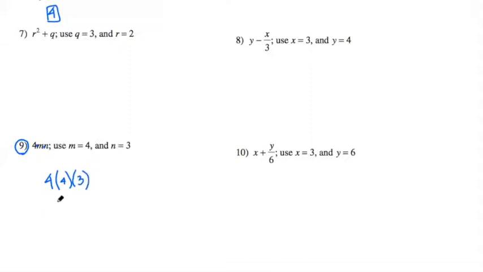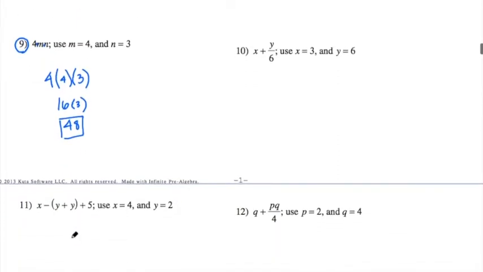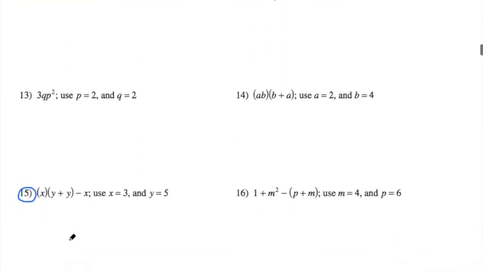Okay, we can multiply one at a time if we want. 4 times 4 is 16. And then we still have times 3. And now we've got 16 times 3 is 48. So the expression 4mn is equal to 48 when m is equal to 4 and n is equal to 3. All right, let's scroll down, see if there's anything else interesting going on.